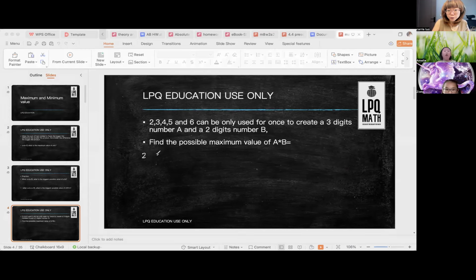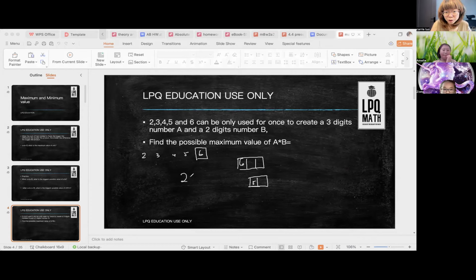So we have 2, 3, 4, 5, 6, right? Five digits. Okay, first of all, Zoe, in order to find the possible biggest number, Amelia, I want to put 6 in the hundreds place. Don't you agree with me? Right? And I would like to put 5 in the tens place for the next one, because at least we can make it 600 times 50 something. Correct? So the number will be 30,000 something.